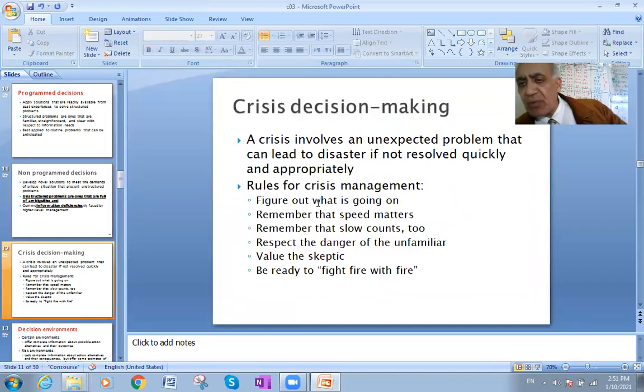Usually, who deals with those kinds of problems? Usually, high-level management is the one who deals with this type of problem.